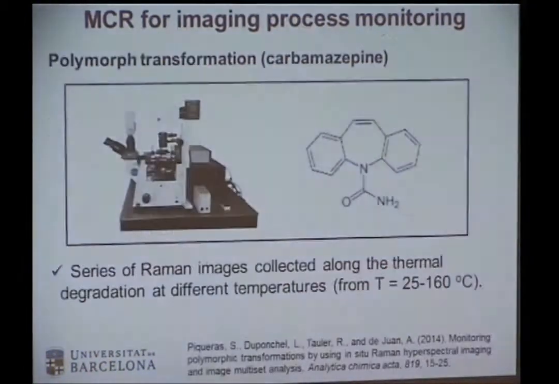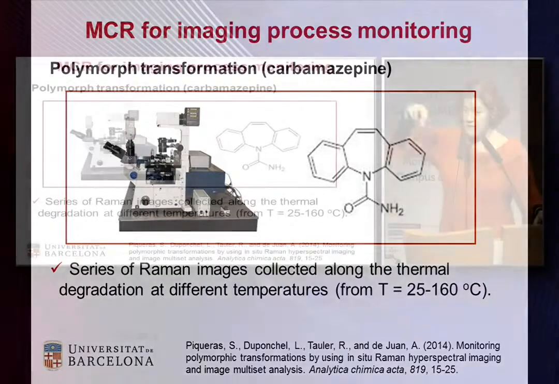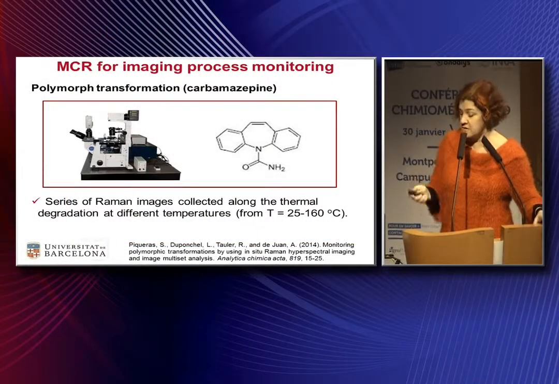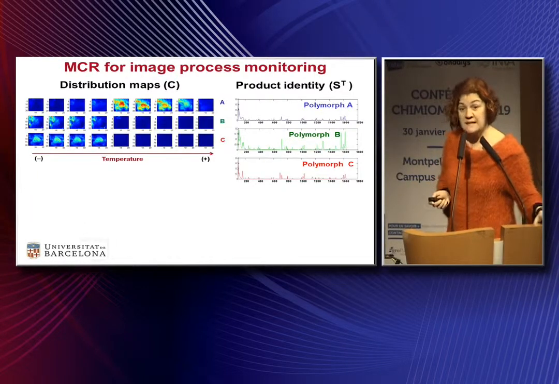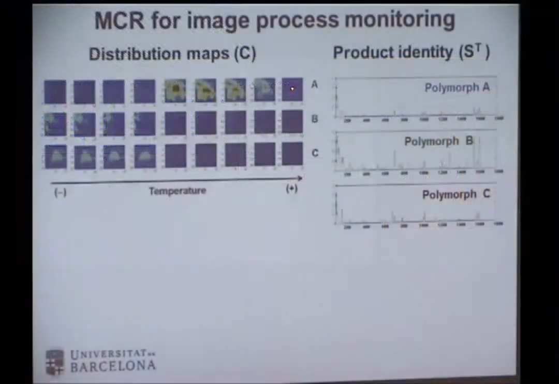The result of that is, for instance, if we have a system like this one that we studied with Ludovic in Lille. This was about seeing how a particular pharmaceutical compound could degrade with the temperature. What we did was collect a series of Raman images at different temperature values. In this case, this is what you get as a result. We could see that there were three different polymorphic forms, and we saw the maps that went with each one of these forms. We could see how one of these polymorphs was getting formed from a certain temperature on, and how the other ones were decaying with the temperature.